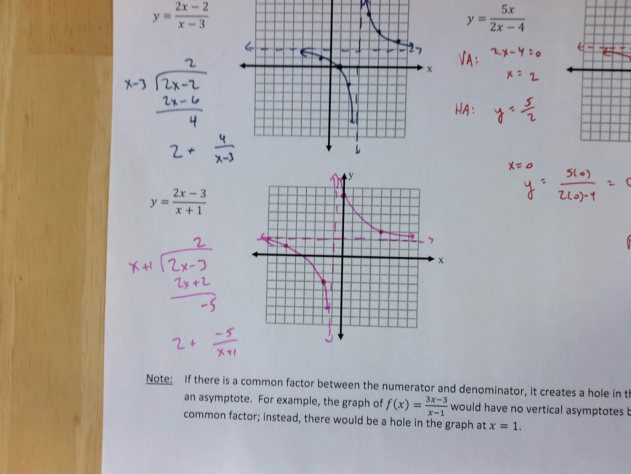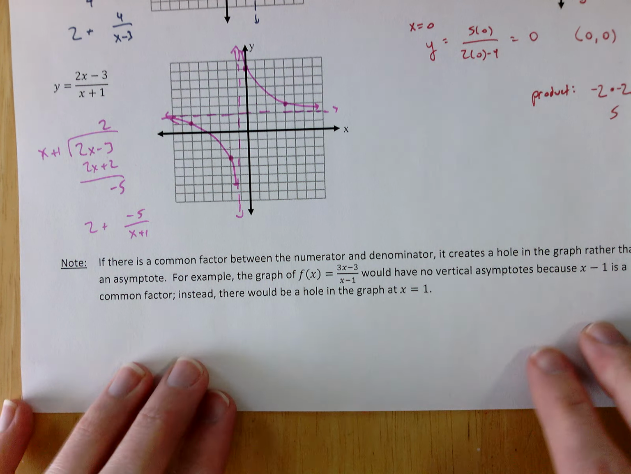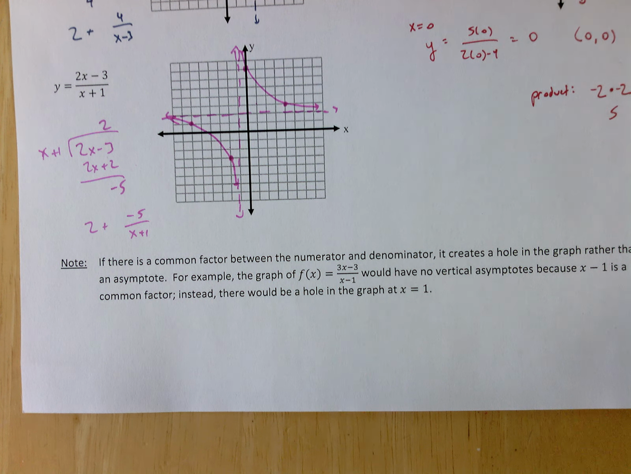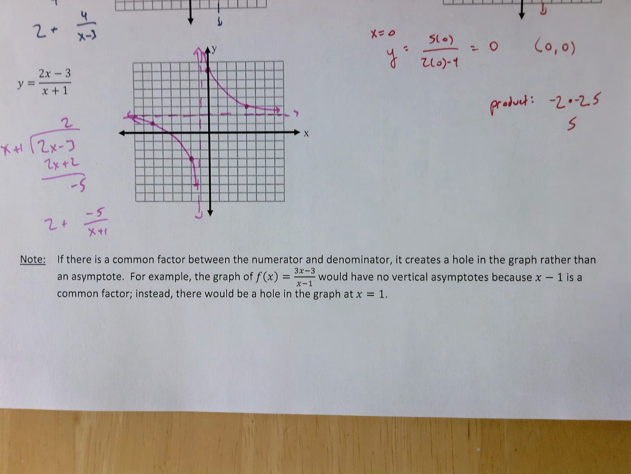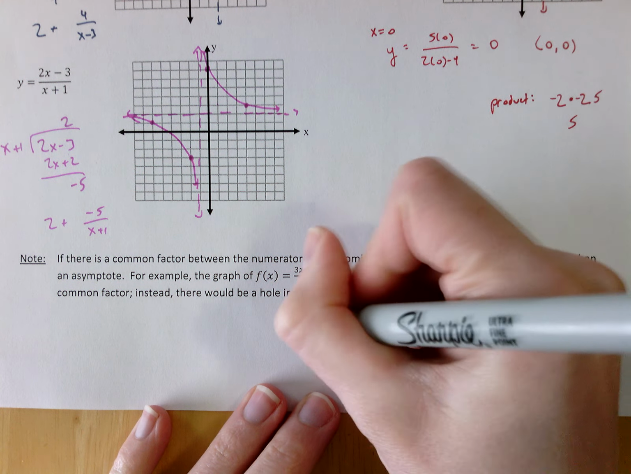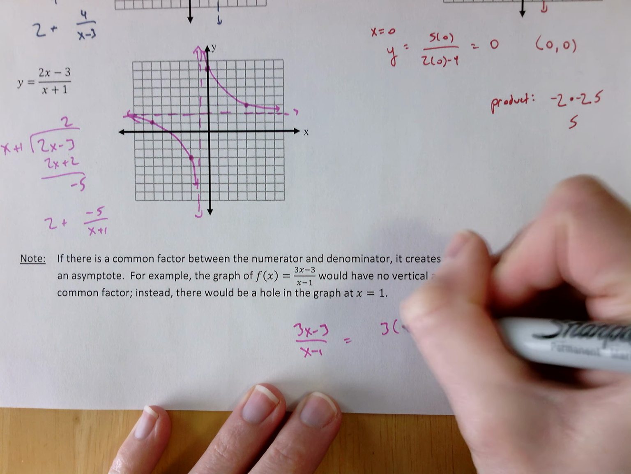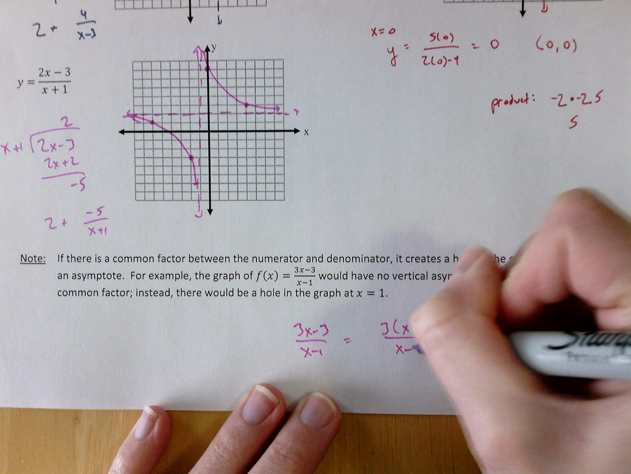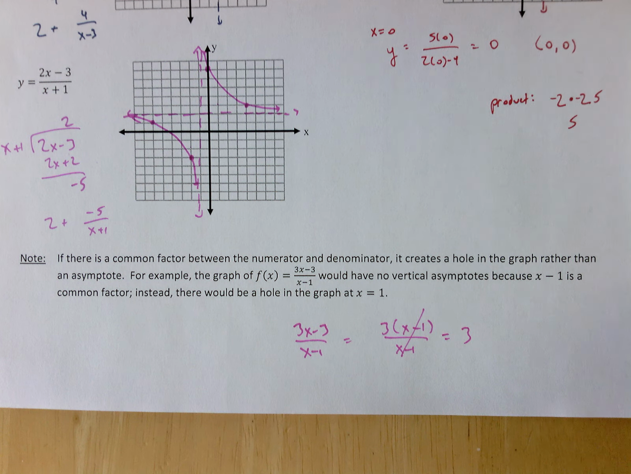All right, and then we just have a note down here that I wanted to address. So I mentioned before, part of our definition of a rational function is that you have to have two polynomials with no common factors, okay? So I want to take a look at what happens if you did have a common factor. So say we had this function right here: 3x minus 3 over x minus 1. I have a common factor of 3 on the top, and then we see that these common factors would cancel, and that would simplify to just 3.